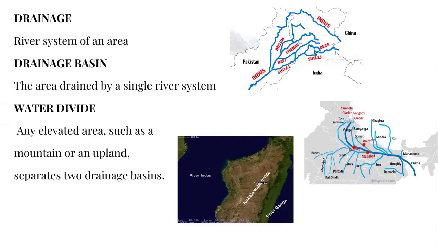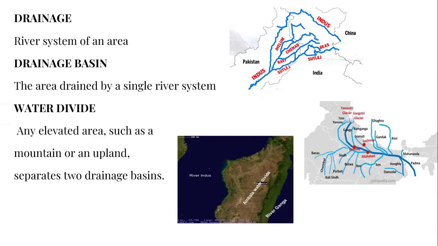You can even look at the second picture. We have the Ganga River. Ganga is the main river, and you can see many tributaries, that is small rivers, from different directions. They flow and join the main river, that is Ganga. So this entire river system is called a drainage basin. I hope you all understood what a drainage basin is.